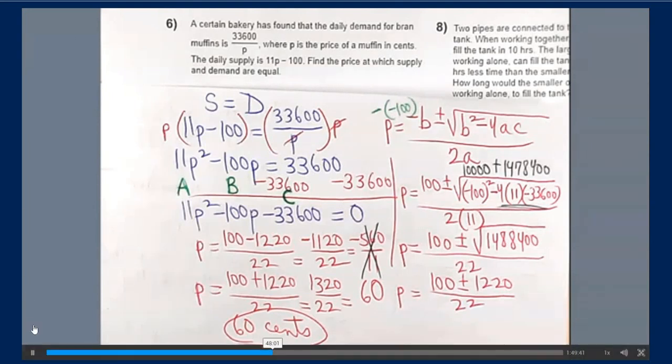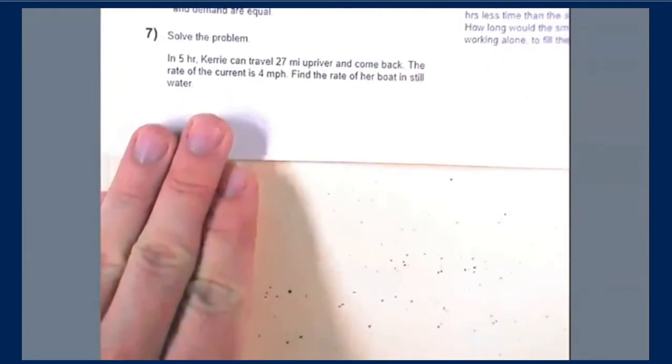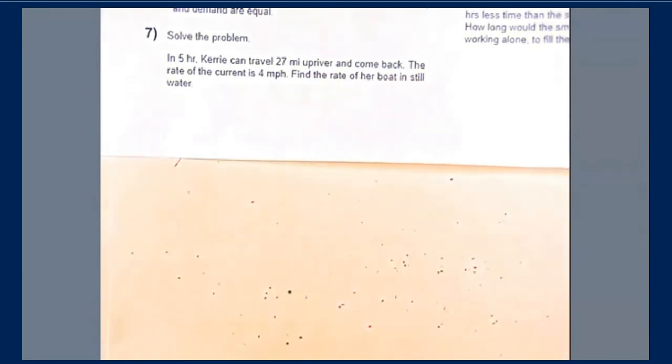Another question you'll encounter in applications of quadratic equations is a problem involving distance, rate, and time. So let's look at number 7. In 5 hours, Carrie can travel 27 miles up the river and come back. The rate of the current is 4 miles per hour. Find the rate of her boat in still water.